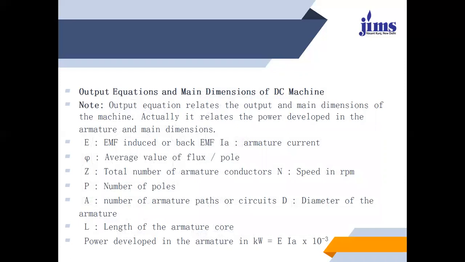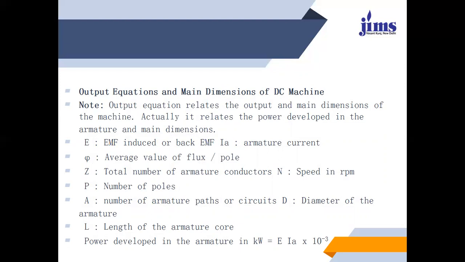For the output equation and main dimensions of a DC machine, there are some parameters which we have to take as constants. The output equation relates the output and the main dimensions of the machine. Actually, it relates the power developed in the armature and the main dimensions. So here we have some constants.